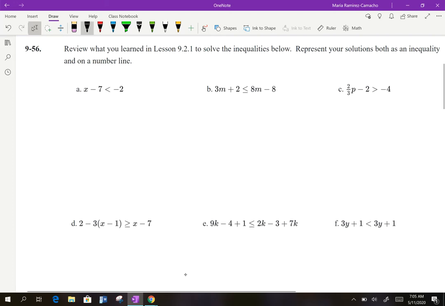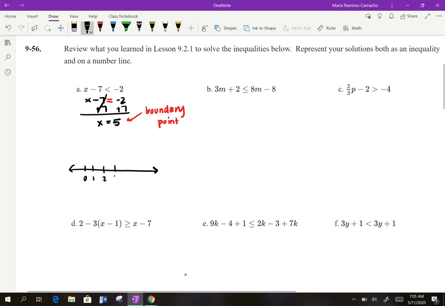And the way that we find the boundary point is we treat this like an equation. So momentarily, I'm just going to put an equal sign instead of the less than symbol, and I'm going to solve. When I solve, I get positive 5. That is my boundary point. So when I draw my number line, this is where I'm going to draw my circle. Okay, 1, 2, 3, 4, 5, 6.